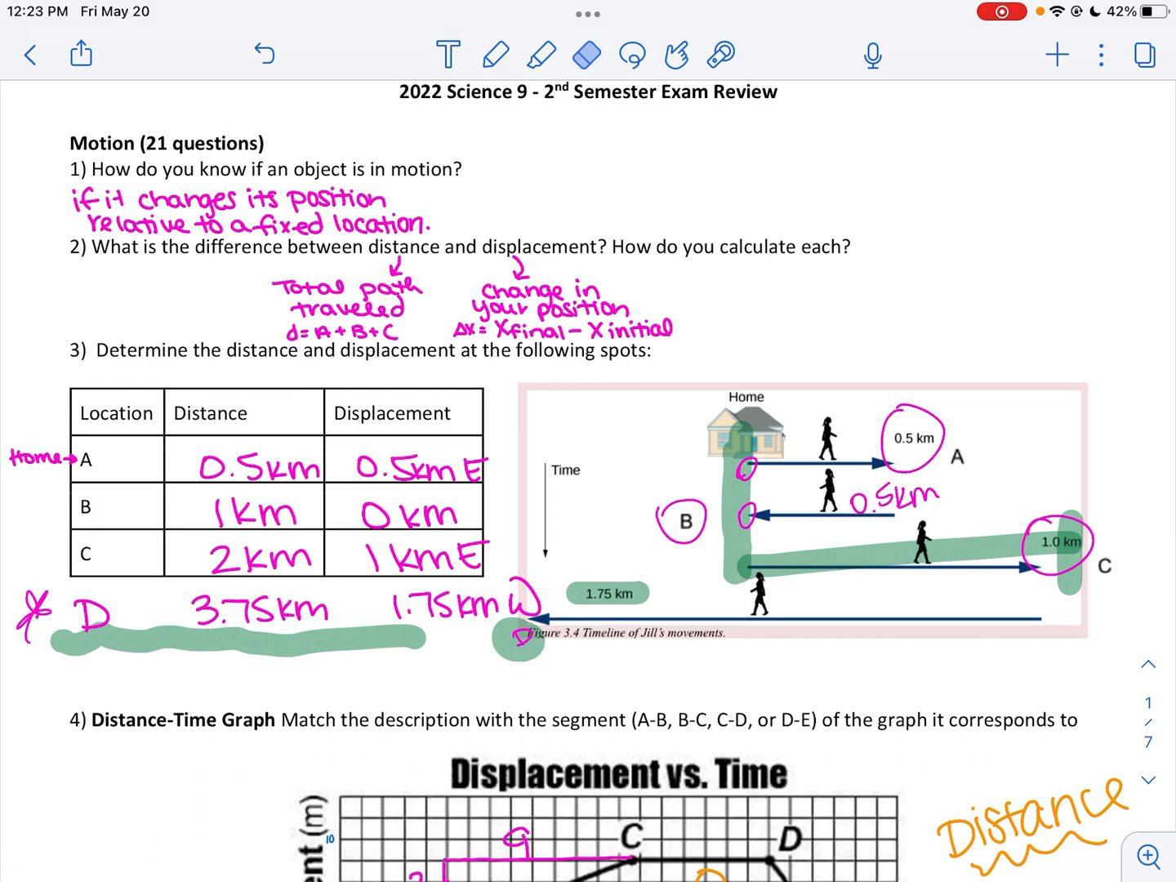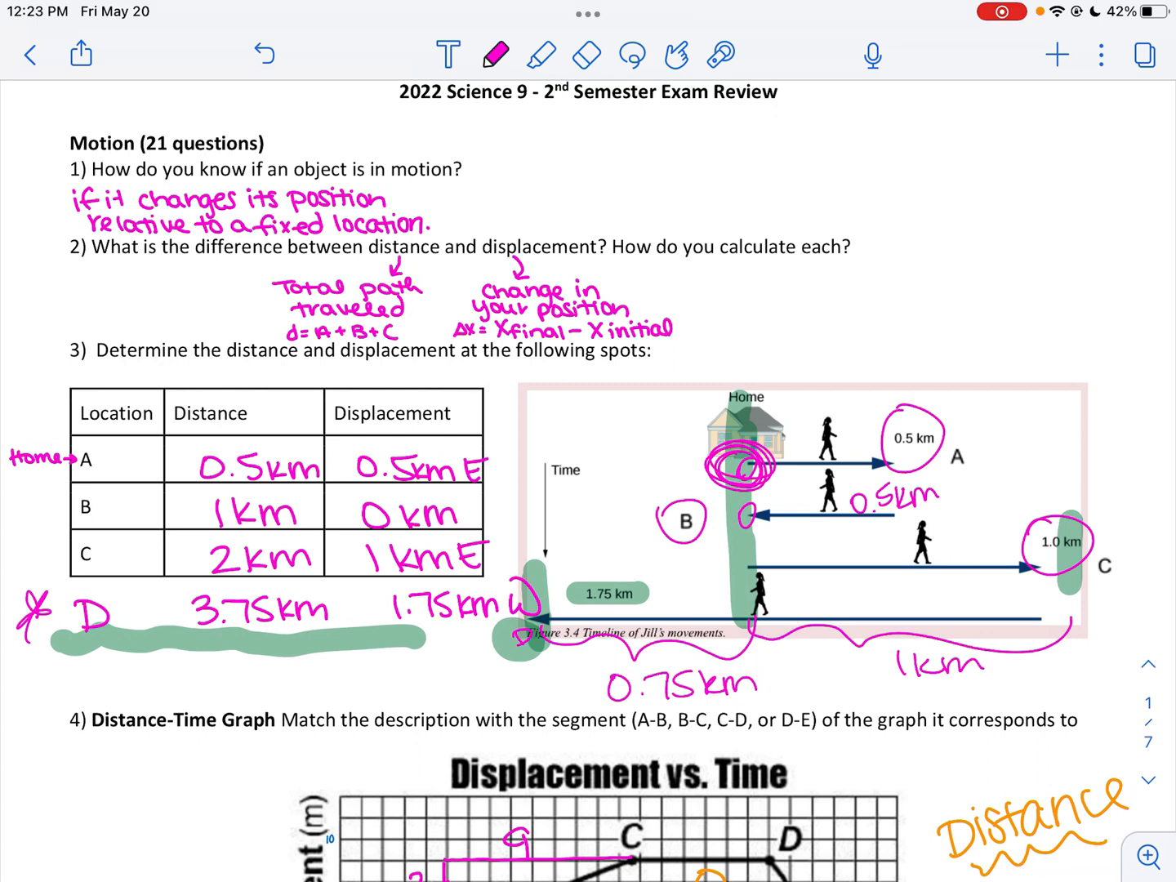In terms of displacement, though, I'm going to consider where I started to where I finished, which is this way. So one thing I just noticed on my key, this bit is 1 kilometer. So this little segment right here is 0.75 kilometers. So if I started here at home and I finished here for D, I would actually be 0.75 kilometers to the west, because I would be 0.75 kilometers away from where I started.